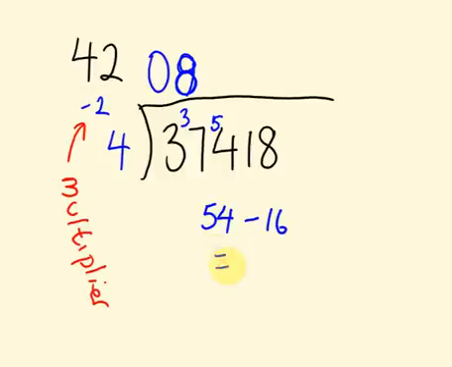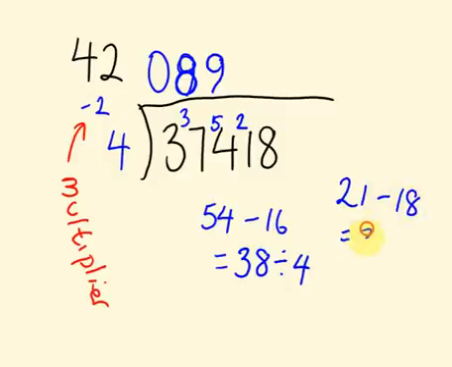And the answer we're going to get for that is 54 take away 16 equals 38. Now 38 divided by 4 equals 9 with a remainder of 2. Okay, pretty cool, right? Let's get on to the next one. So we have 21 here, and what we're going to be doing is 9 times minus 2 is minus 18. So we're going to take away 18. We get the answer of 3. So 3 divided by 4, we get a 0. Okay, and we carry that 3 along.